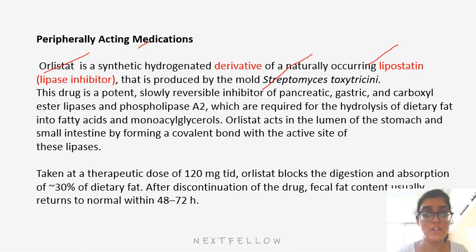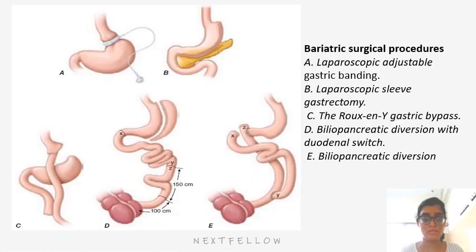Orlistat acts in the lumen of the stomach and small intestine by forming a covalent bond with the active site of these lipases. Taken at a therapeutic dose of 120 mg TID, orlistat blocks the digestion and absorption of approximately 30% of the dietary fat. After discontinuation of the drug, fecal fat content usually returns to normal within 48 to 72 hours.